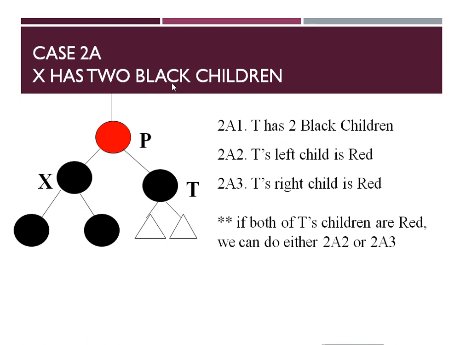In this case 2A, we have further 3 cases. T has 2 black children. Here in this case it doesn't, but if in some situation it has 2 black children further, then we need to examine if T's left child is red and if T's right child is also red. So if both of the T's children are red, we can consider either of these two cases.